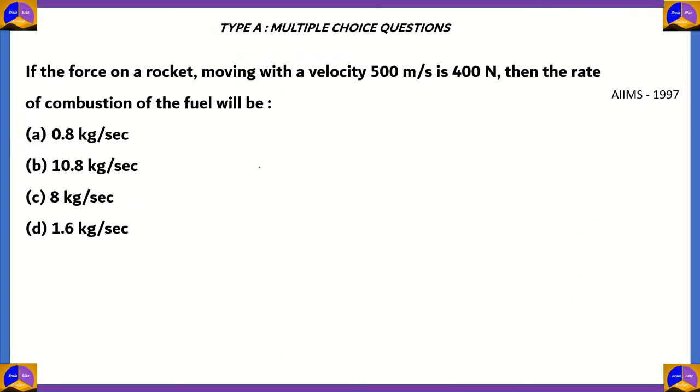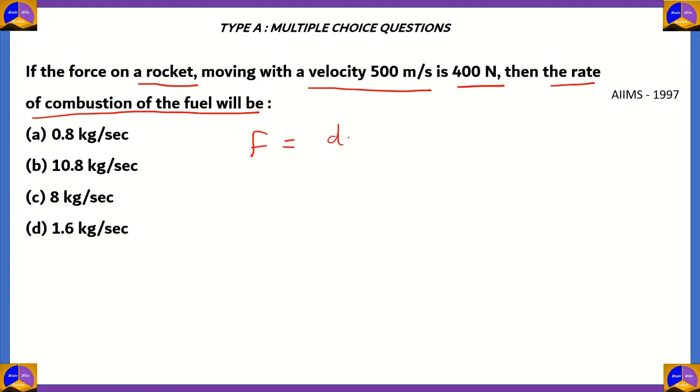Now let's look at the next question. If the force on a rocket moving with a velocity 500 meters per second is 400 Newton, then the rate of combustion of the fuel will be 0.8 kilogram per second, 10.8 kilogram per second, 8 kilograms per second, and 1.6 kilograms per second. So how do you write force?